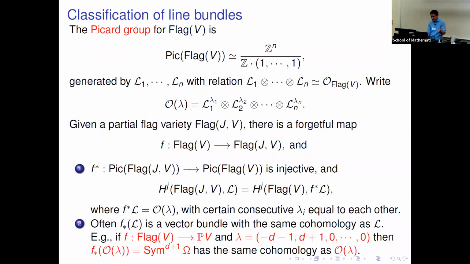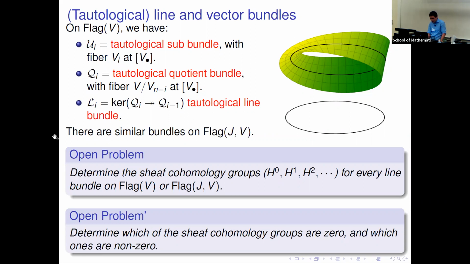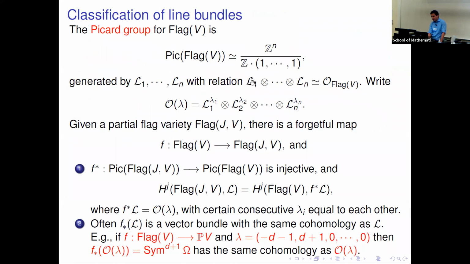Okay, so let's start with the classification of line bundles. It turns out that these line bundles L_i that I wrote down over here, they generate the group of all line bundles on the flag variety. And there's a relation between them. If you tensor them together, you get 0 basically. So the Picard group of the flag variety is just Z^n modulo this diagonal (1, 1, ..., 1). Okay. So I'll simply write O(lambda) for the line bundle corresponding to the tuple lambda.